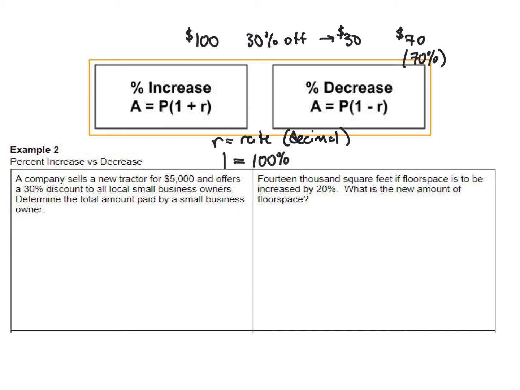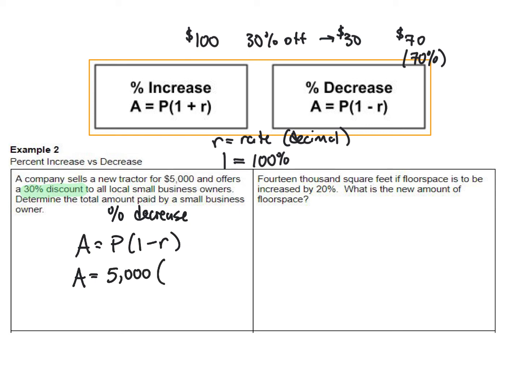So let's take a look. Here we have a company that sells a new tractor for $5,000 and offers a 30% off discount. Okay, so when you see a 30% discount, that's going to be a percent decrease. So here's how I'm going to set this up. I'm going to use the formula A equals P times (1 minus R). The A is going to be the amount that I'm going to pay in the end. P is going to represent, call it the principal, what we're starting with. The tractor costs $5,000 to start.